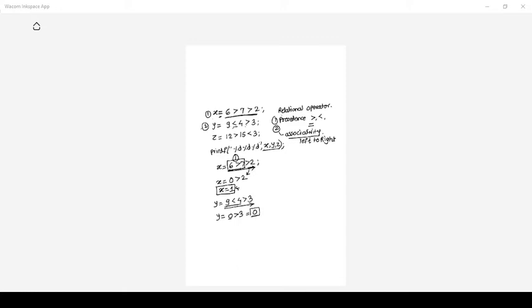Now we solve the third expression, z is equal to 12 greater than 15 less than 3. First we solve 12 is greater than 15. The condition is false, so it returns 0. Then 0 is less than 3; here the condition is true, so it returns 1. So z is equal to 1.